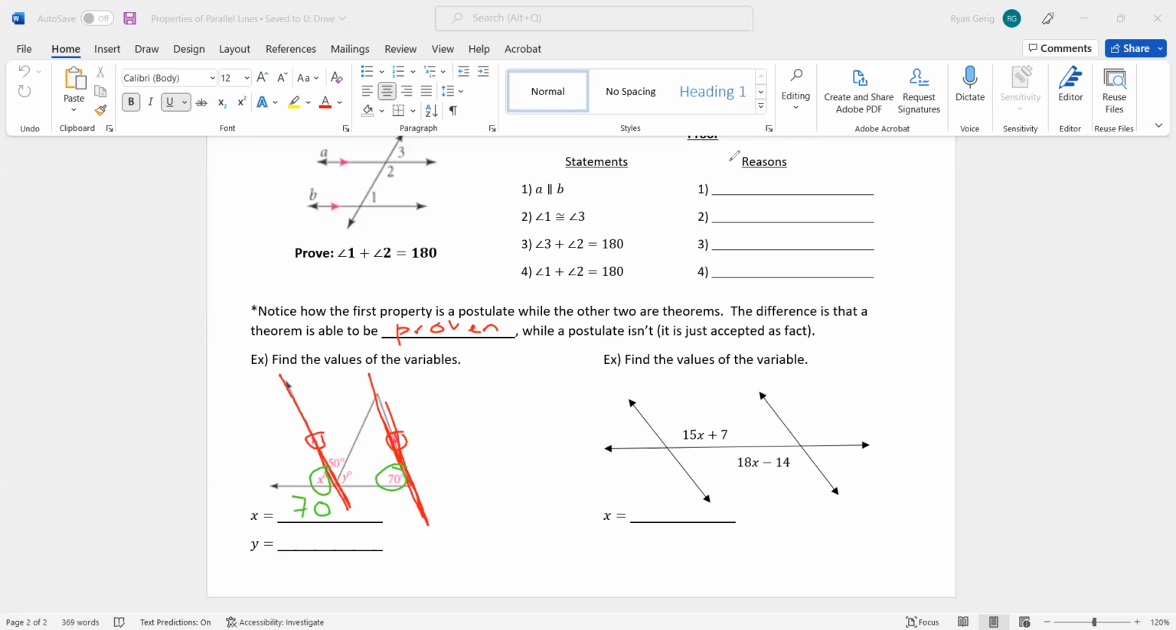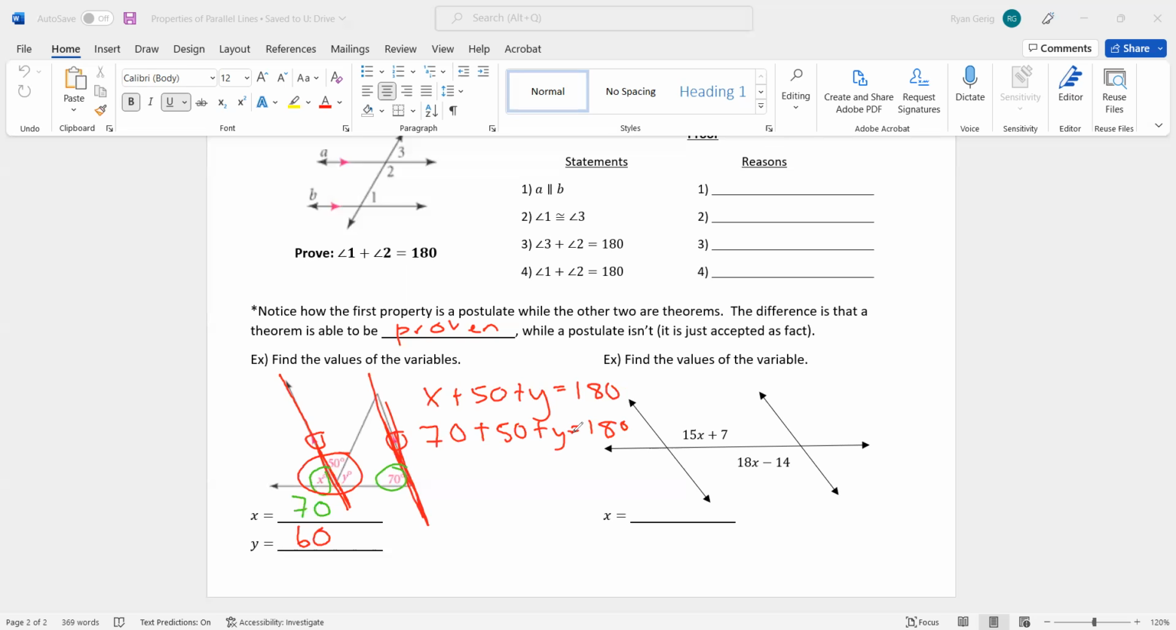Now, Y, you could do a bunch of different ways. So I'm going to show you one way at least. Okay, I see that this intersection, that X plus 50 plus Y makes a line. Those three angles together make a line, so they add up to 180. But I already know X is 70, so I'm going to substitute. So together, 70 and 50 is 120. What's left to make 180 would be 60.